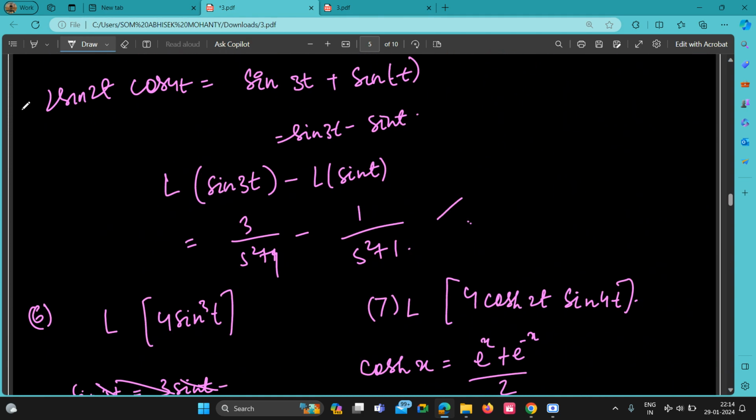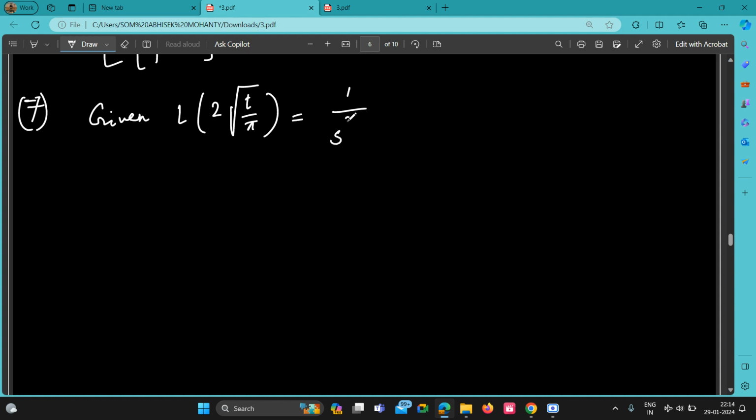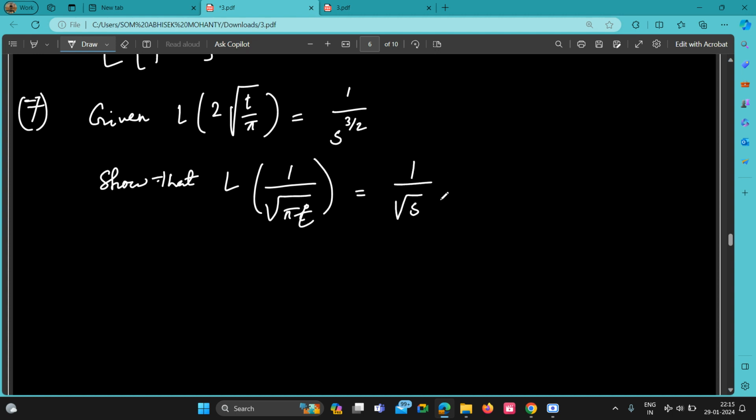Okay, write a question then. Question number 7. Given L of 2 root over t by pi is equal to 1 by s to the power 3 by 2. So that L of 1 by root over pi t is equal to 1 by root over s.